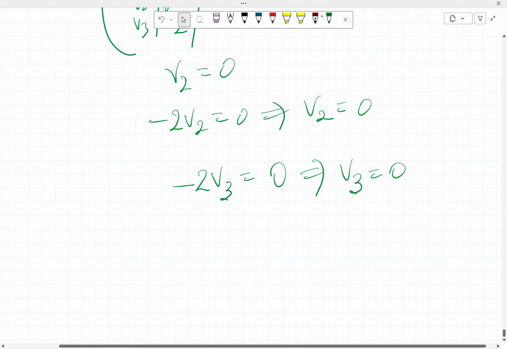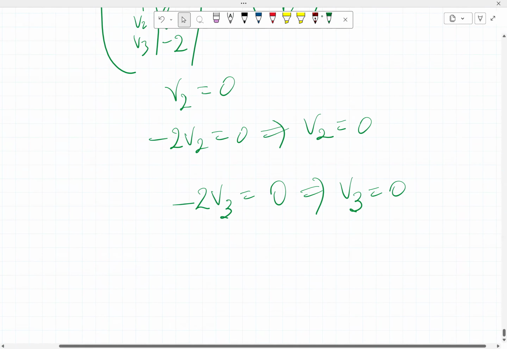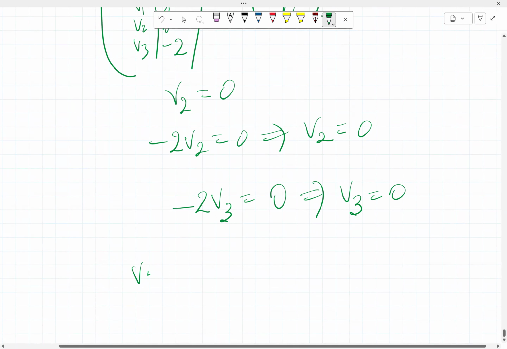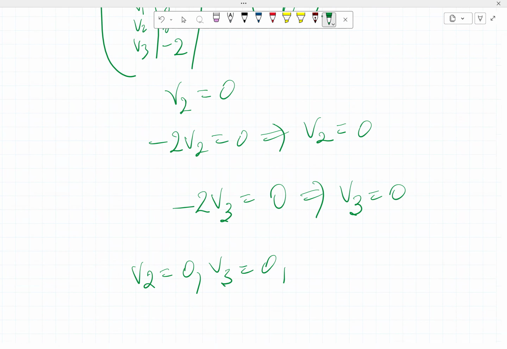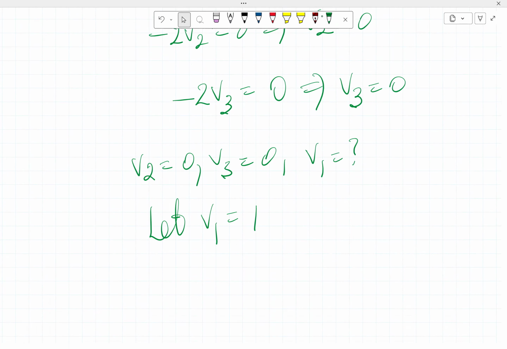So in this case now, conclusively, v1 doesn't even feature at all. We have v2 to be 0, v3 is 0. So v1 we don't know, so we can just assume any value for it. So let v1 be equal to 1. Pick the smallest value, not 0 anymore.